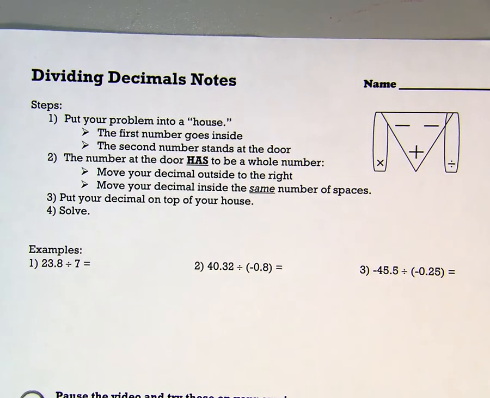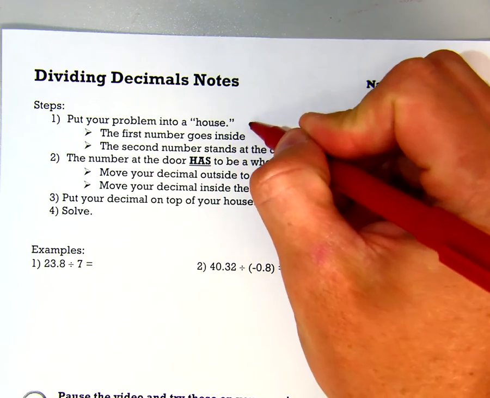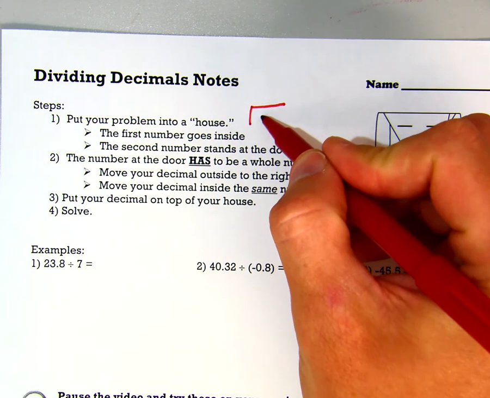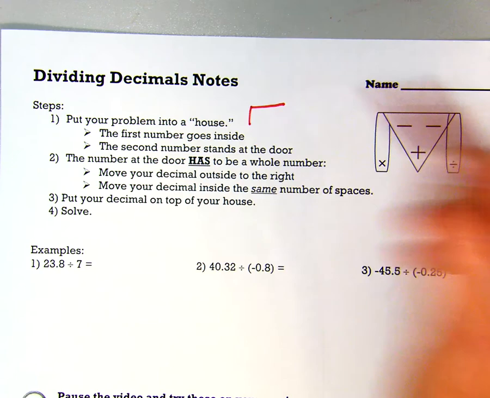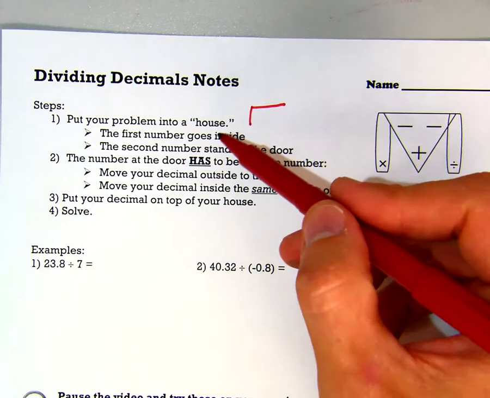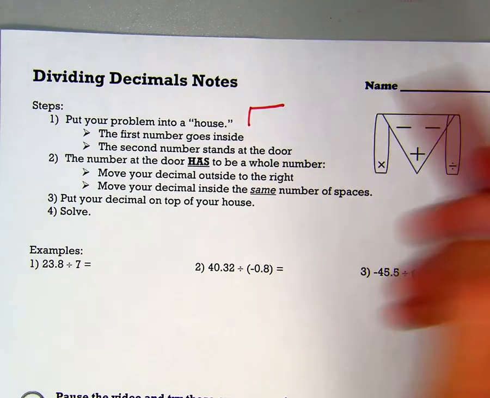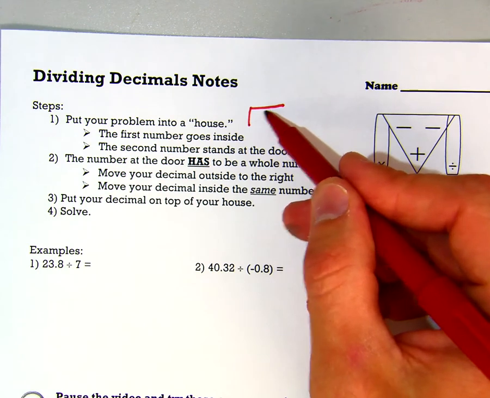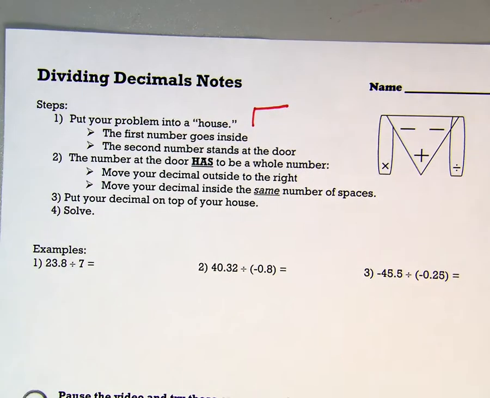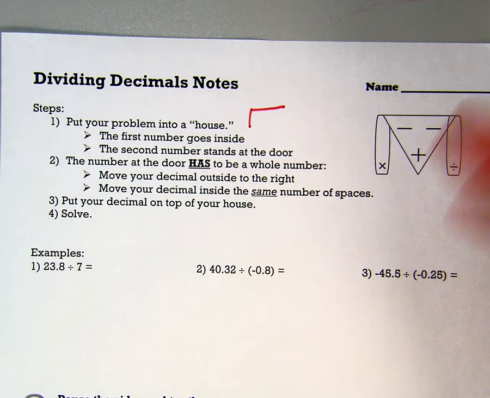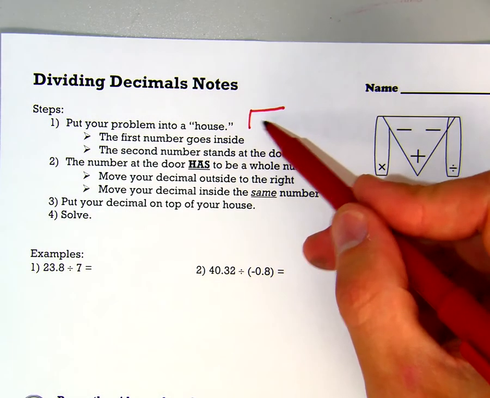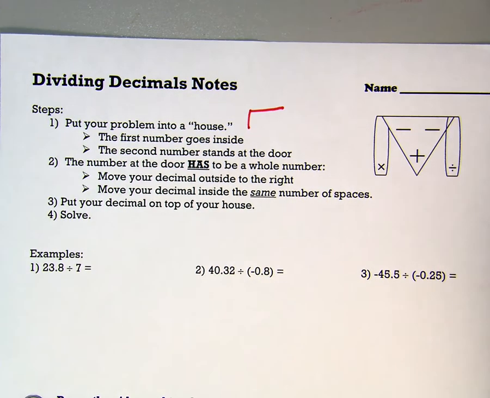First step is put your problem into a house. That is your little division symbol right here. We're going to have a number inside of it and a number on the other side of it. Our first number, meaning our numerator, goes inside, and our second number goes outside. Just like a fraction, the numerator is on the inside and the denominator is on the outside.